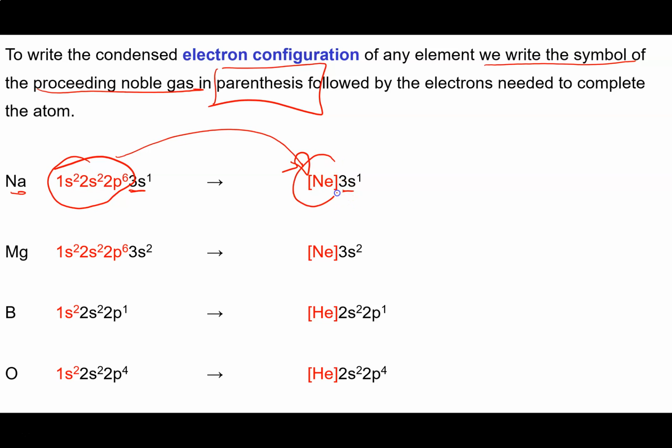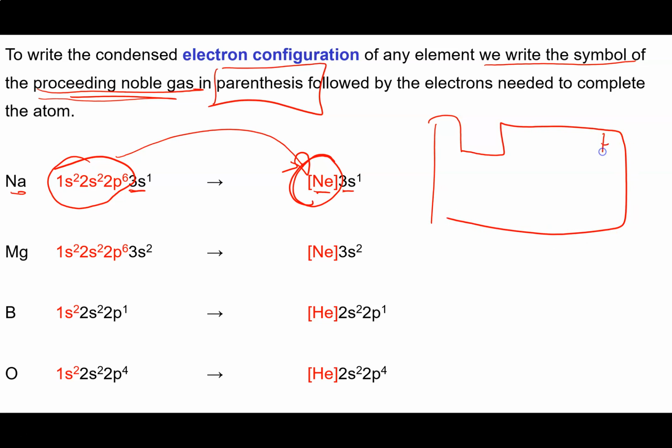So if you're wondering what element has to go here in square brackets, like I said, it's always going to be the noble gas that comes before. So the noble gases are over here: helium, neon, argon, krypton, xenon, radon, I think it goes. Okay, so that's how we're going to know what goes there.